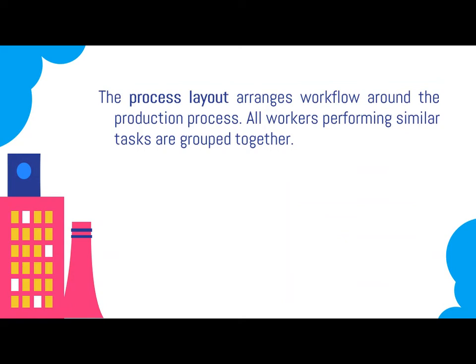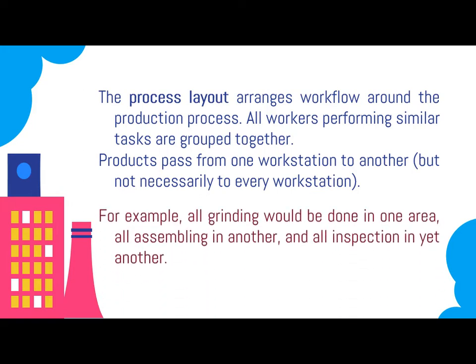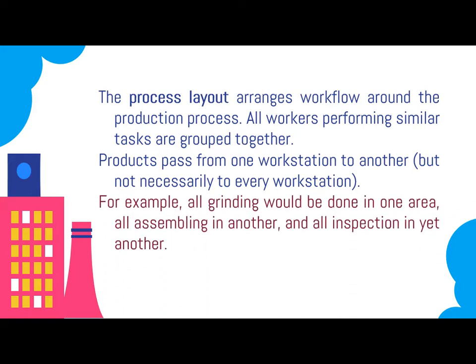The process layout arranges workflow around the production process. All workers performing similar tasks are grouped together. Products pass from one workstation to another, but not necessarily to every workstation. For example, all grinding would be done in one area, all assembling in another area, and all inspection tasks in yet another area.